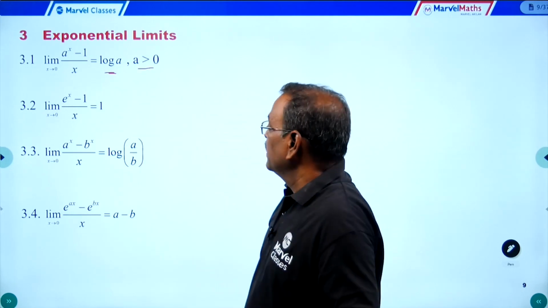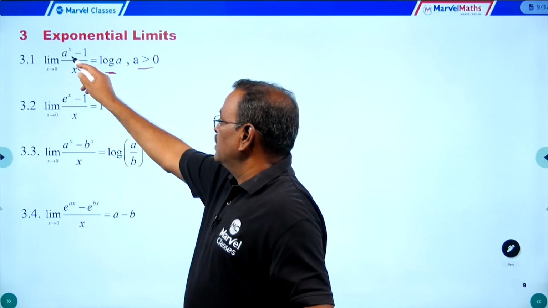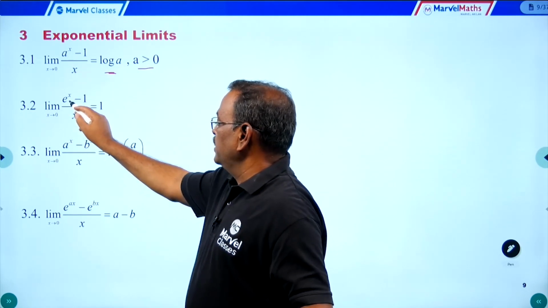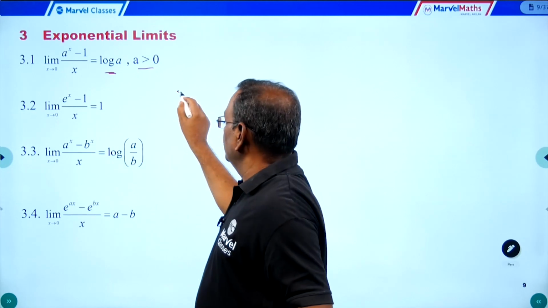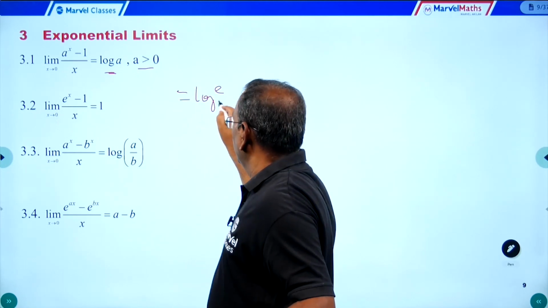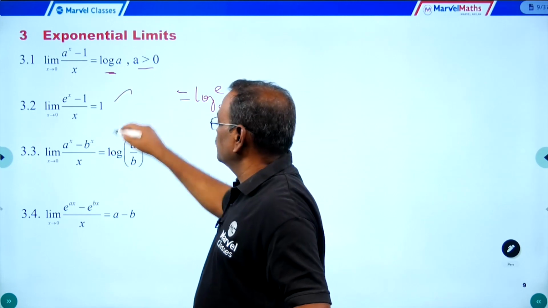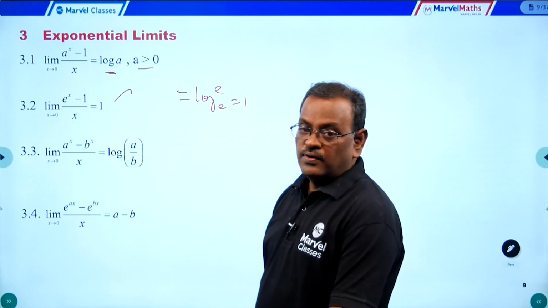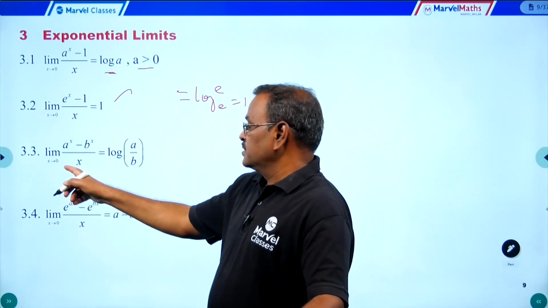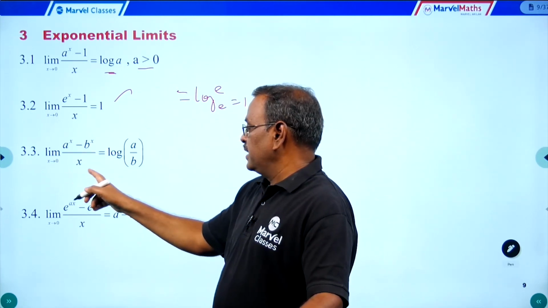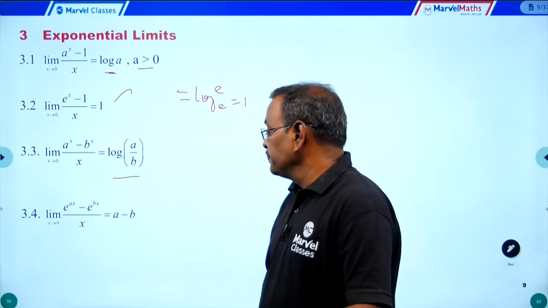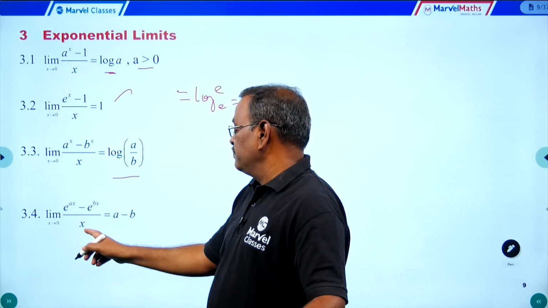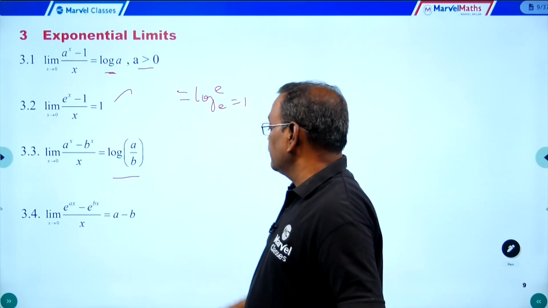Special case, if you replace a by e, limit x approaches 0, e power x minus 1 by x is equal to log e to the base e. Log e to the base e is 1, and hence the value is 1. And these are the standard results for MCQ. Limit x approaches 0, a power x minus b power x by x equals log of a by b. And limit x approaches 0, e power ax minus e power bx by x equals a minus b.